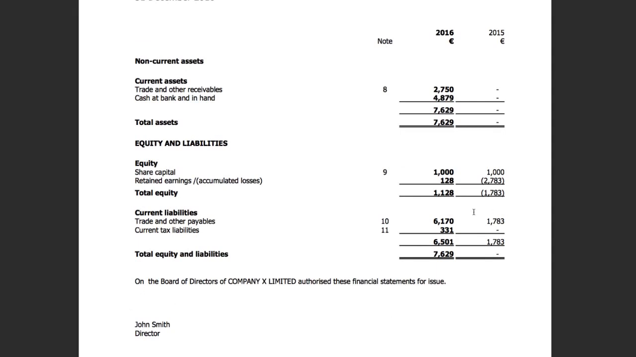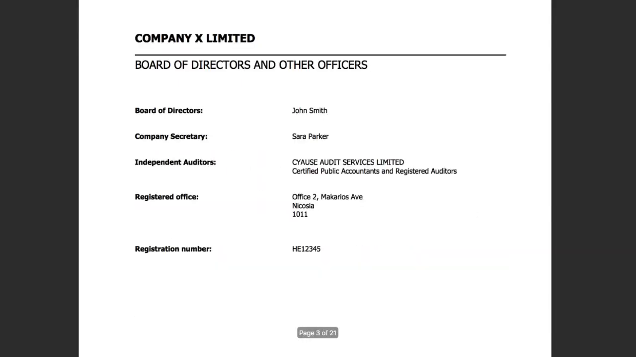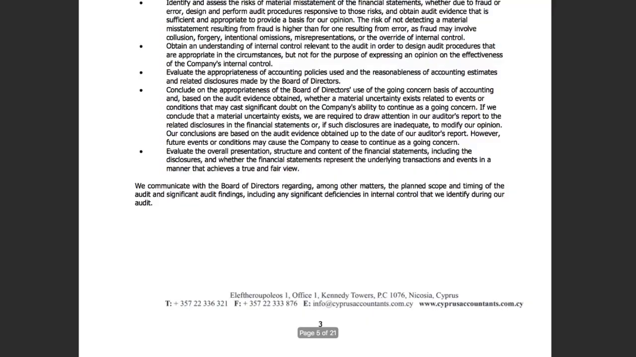Why John Smith? Because if we move backwards on page 1, which is a very important page, we can see that Mr. John Smith is the director of the company and Mrs. Sarah Parker is the company secretary. So Mr. John Smith has to sign the director's report and the balance sheet report. For simplicity reasons, we haven't included the director's report, therefore Mr. John Smith has to sign only the balance sheet report.